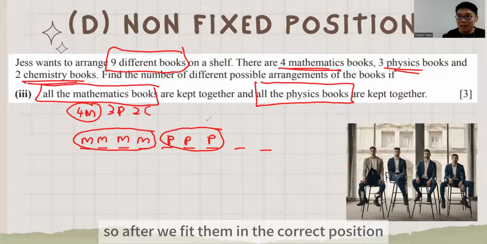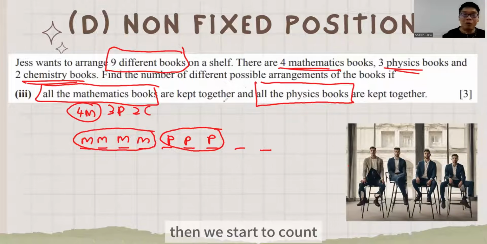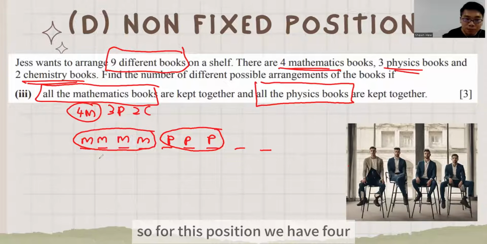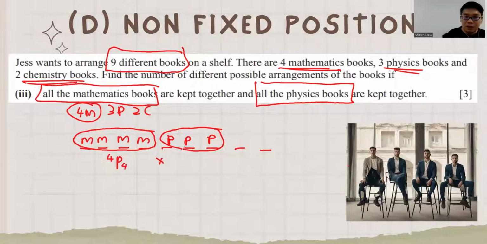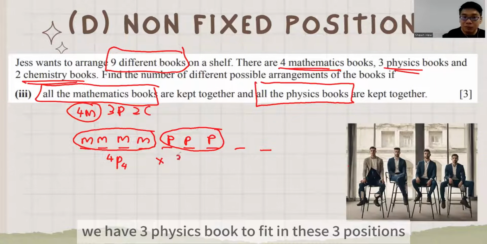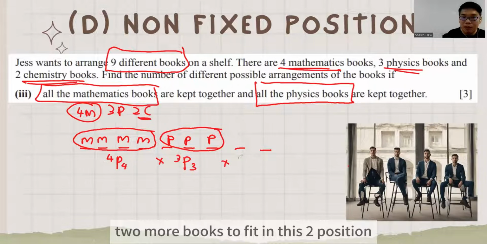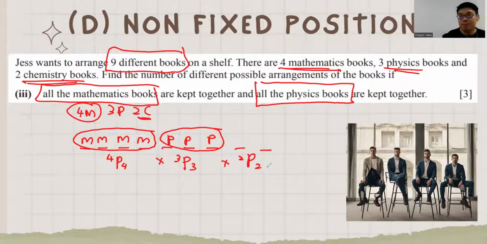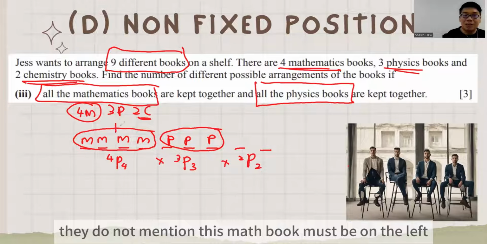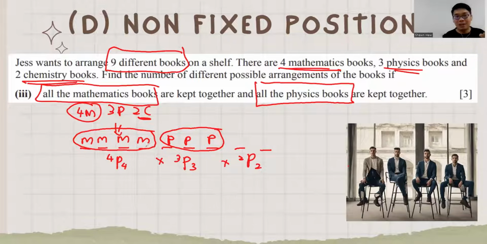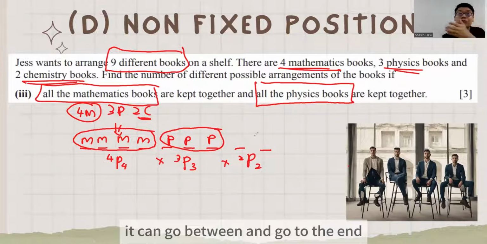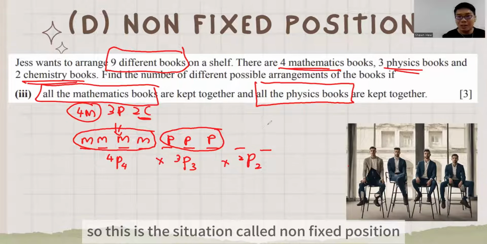So after we fit them in the correct position, then we start to count. For this position, we have 4 maths books to fit in these 4 positions. For here, we have 3 physics books to fit in these 3 positions. And then we balance 2 more books to fit in these 2 positions. But we haven't ended, because they do not mention that the maths books must be on the left. It can go in between, it can go to the end. So this is the situation called non-fixed position.